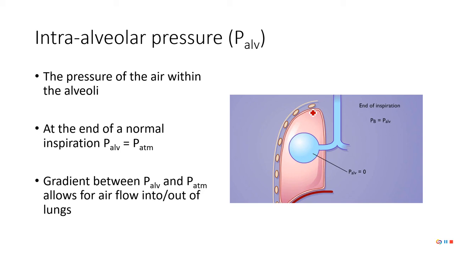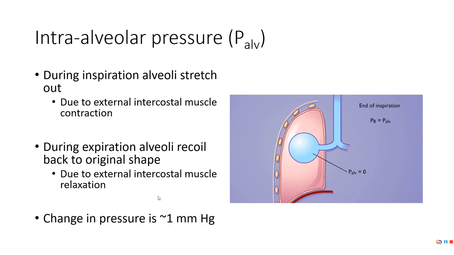Now, if you take a breath of air out or in, at the end of a normal inspiration, so when you stop breathing or when airflow stops, alveolar pressure equals atmospheric pressure. You've eliminated the gradient. If there was a gradient, air would be flowing. Okay, and depending on which way that gradient goes, that will determine whether or not air is going into or out of the lungs. So when we take a breath of air in, the alveoli stretch out. Okay, and this is due for a variety of reasons.